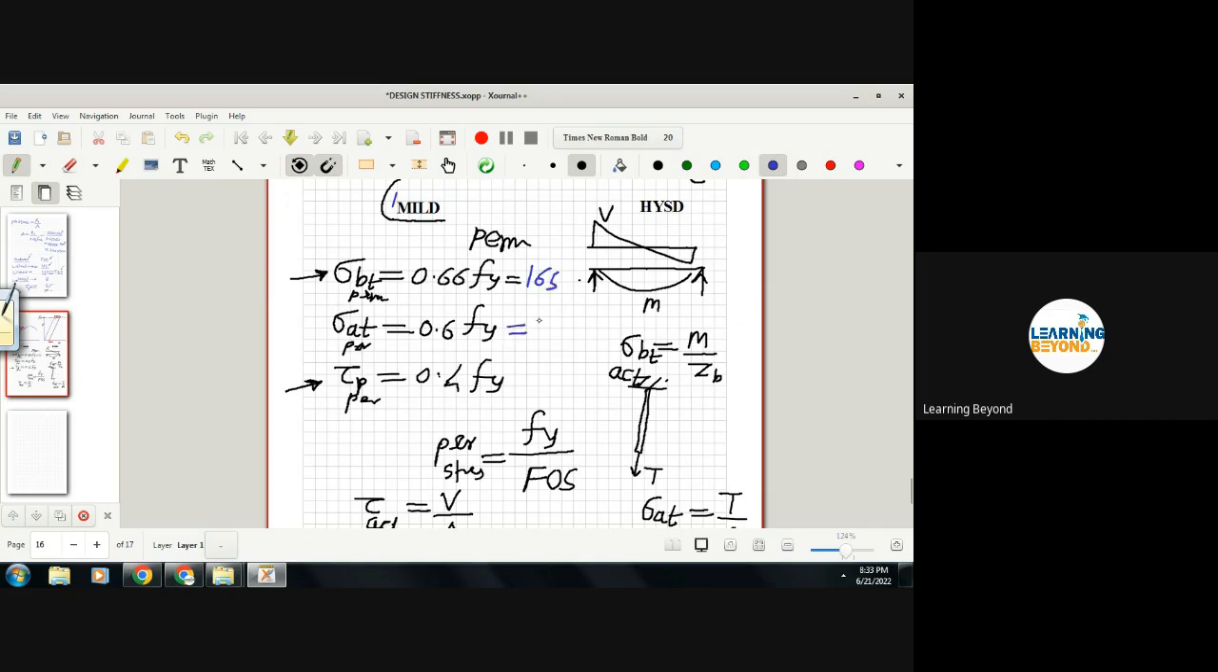For axial tension it is 150, and for shear it is 100 only permissible. Okay. I am multiplying 250 into 0.66. That is this value. Okay.